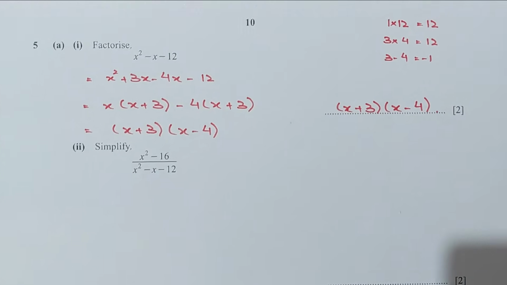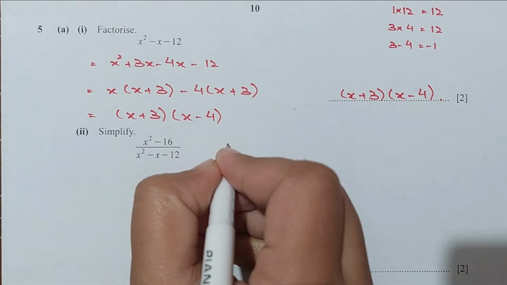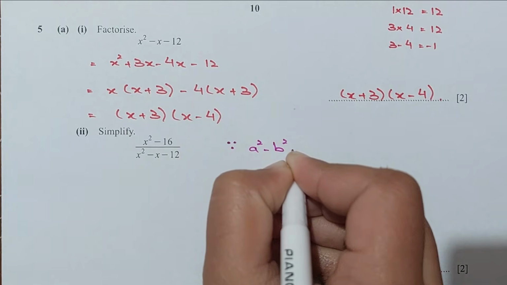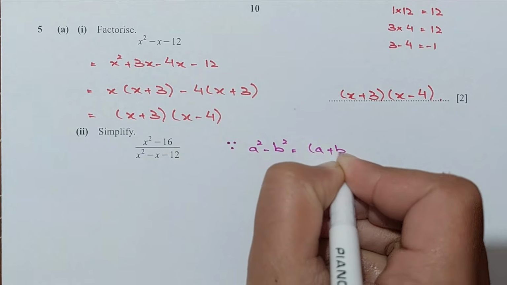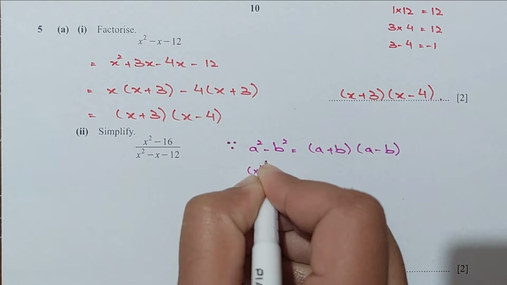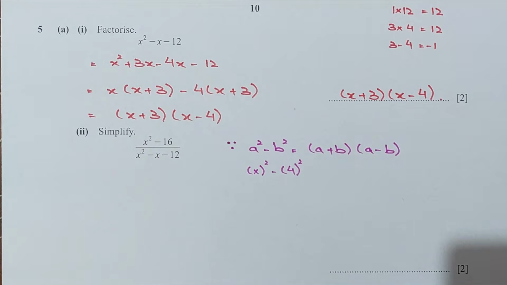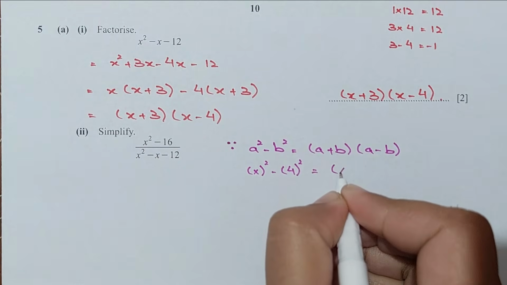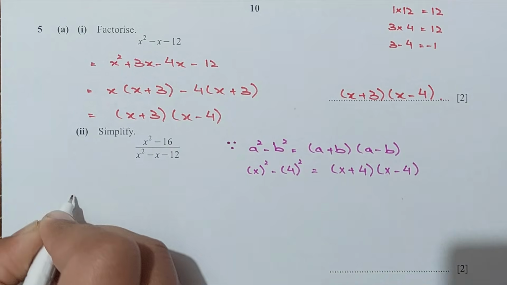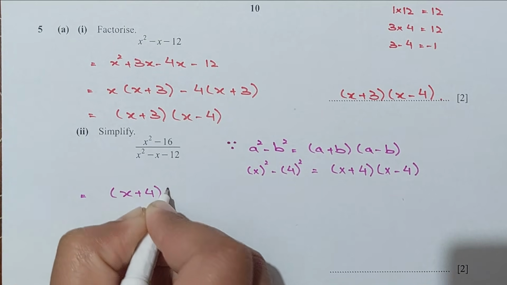Now for the second part, we have to simplify this. The denominator is done. In the numerator, we have to use the formula of difference of squares. A square minus b square is a plus b into a minus b. Now what do we have? We have x square and we have 4 square, because x square minus 16 is x square minus 4 square. This is x plus 4 and x minus 4.